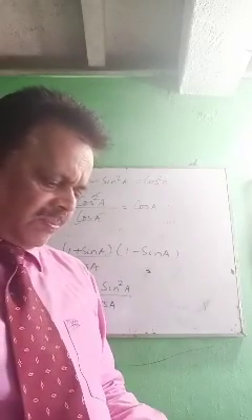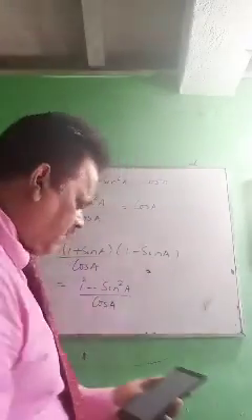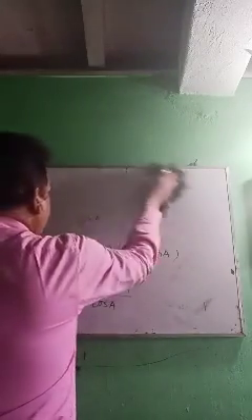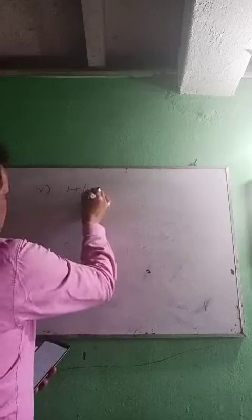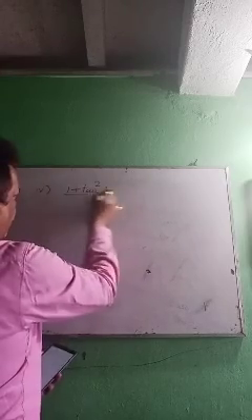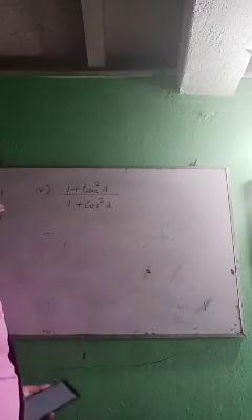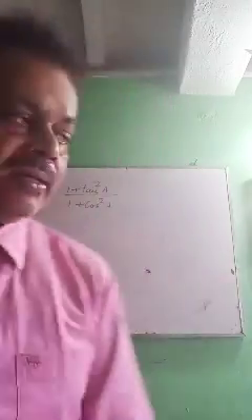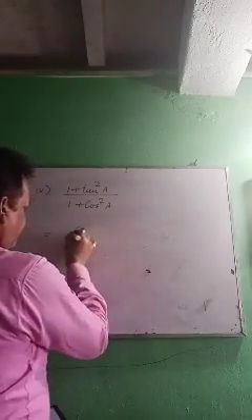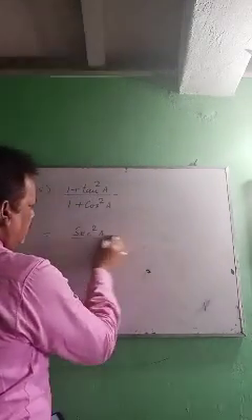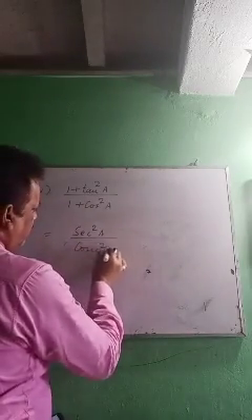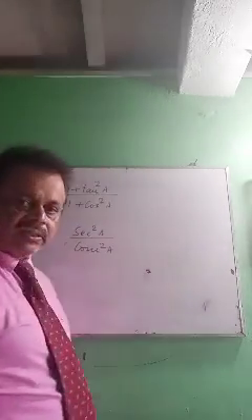Now look, what is 1 plus tan square a by 1 plus cot square a? So what is 1 plus tan square a? Sec square a is the formula, by cosec square a, because 1 plus cot square is cosec square a.